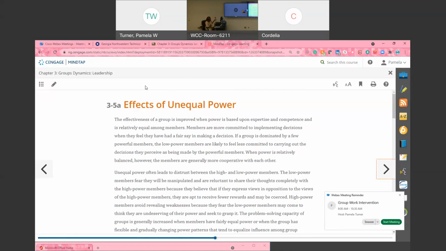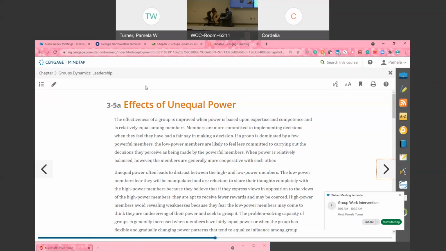The low power members feel they'll be manipulated and are reluctant to share their thoughts completely with the high power members. I also think of a classroom. Remember back in the day when the classroom was full and everybody sat down? There are people who are more talkative, who are trying to get the teacher's attention, who want to be more engaged in the conversation. Those sometimes are my high power members, right? And I've got some people that are usually sitting in the back, and those are my low power members. Again, not a role they've chosen, really based on their personality sometimes.